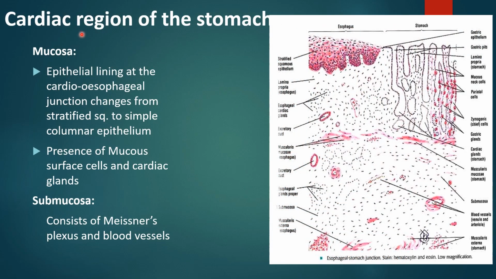So what about the cardiac region of the stomach? First you can see in this diagram the esophagogastric junction. In this area the epithelium of the esophagus is stratified squamous, and it abruptly changes into the simple columnar epithelium of the cardiac region of the stomach. So the epithelium lining at the cardioesophageal junction changes from stratified squamous to simple columnar. The mucous surface cells and the cardiac glands are present, and then the submucosa consists of Meissner's plexus and the blood vessels.